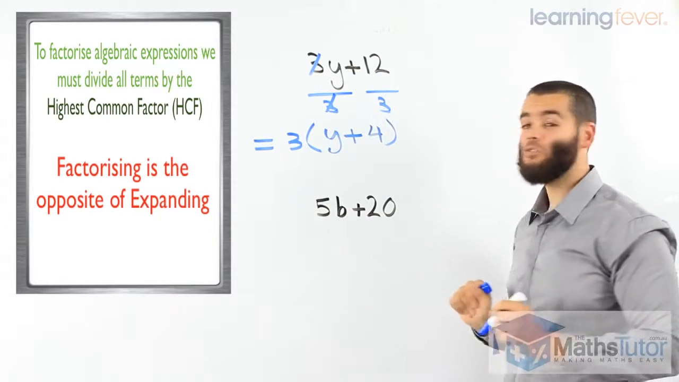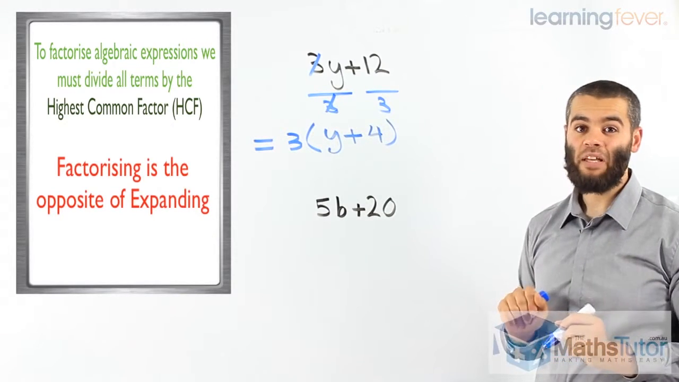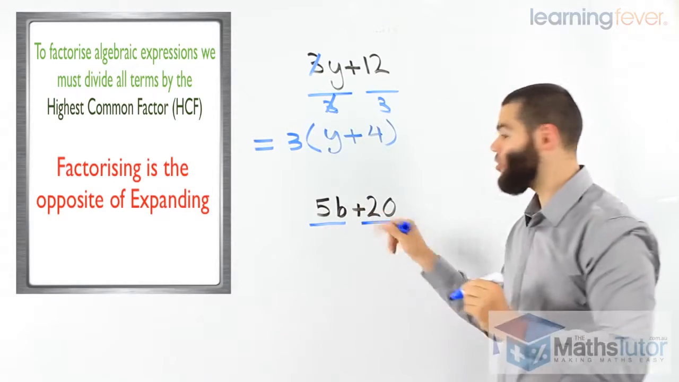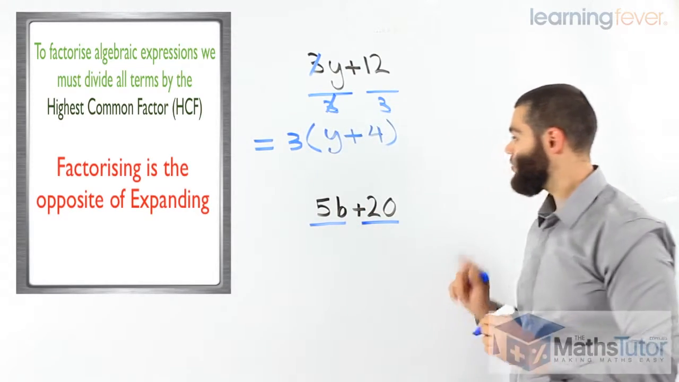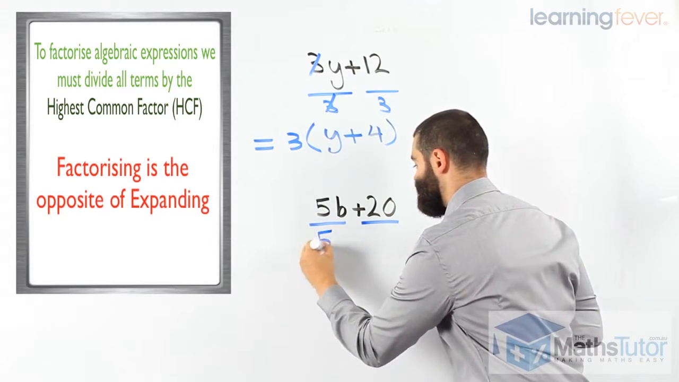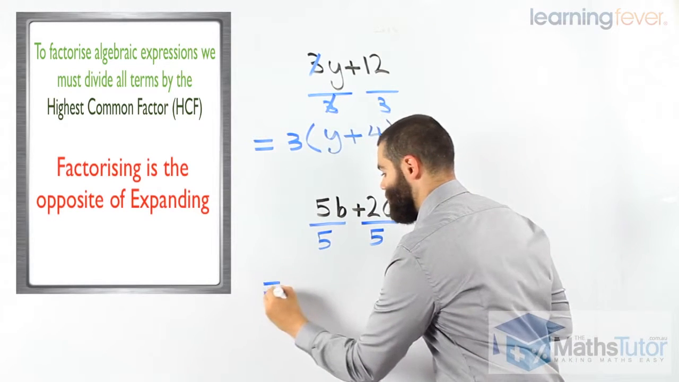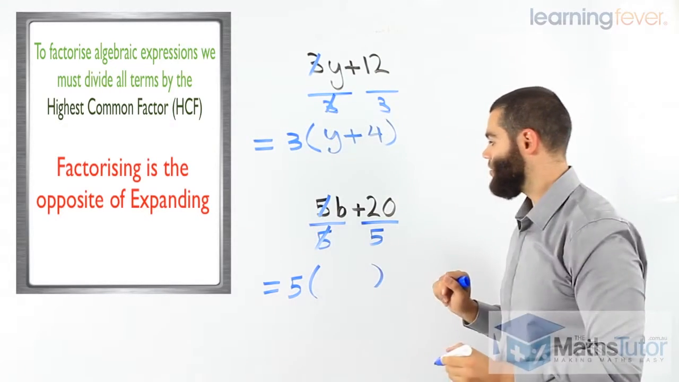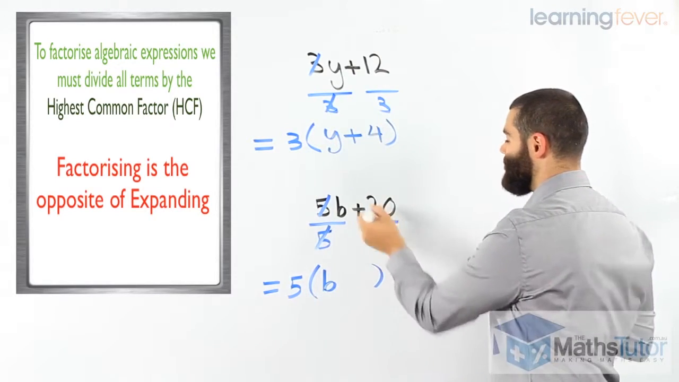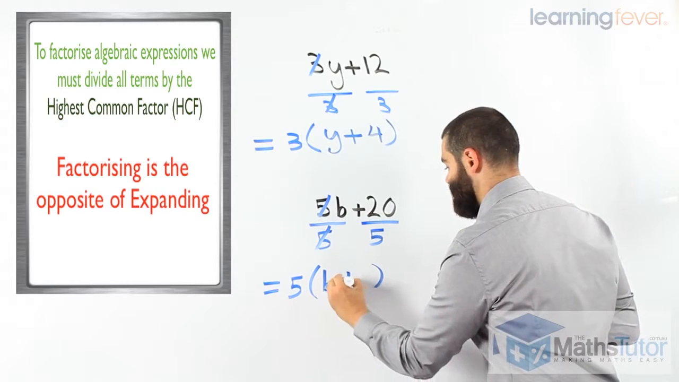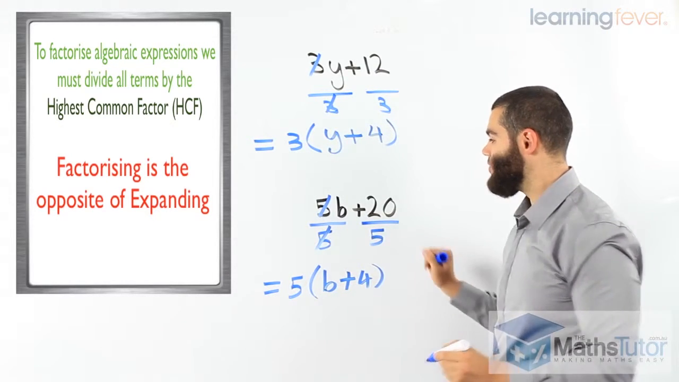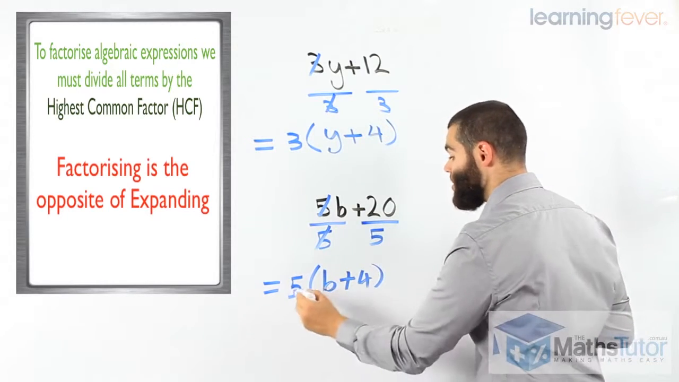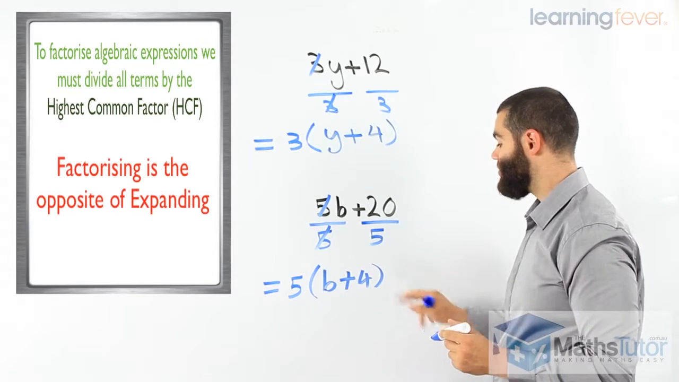Let's do this one. We're asked to factorize 5b plus 20. Again, what do we look for? The highest common factor, and we divide both terms by the highest common factor. In here, if you know your times tables, you know straight away it's going to be 5. Now, we put the highest common factor outside, we put our brackets. Now when we divide, 5 divided by 5 is 1, 1b, or just b. And positive 20 divided by 5 is positive 4. We can see here 5, open bracket, b plus 4, close bracket.